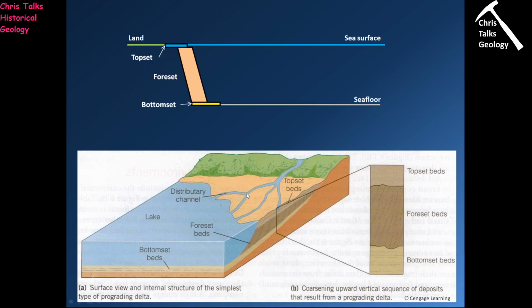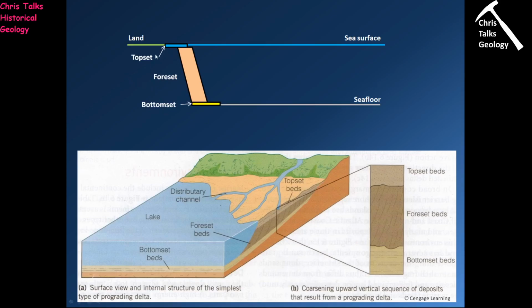And so what we end up with is a sequence of sediments that goes from clays down at the bottom into a mixture of silts and sands in the middle and sands at the top. So we have an upward coarsening sequence. Okay, so we have an inversely graded sequence.